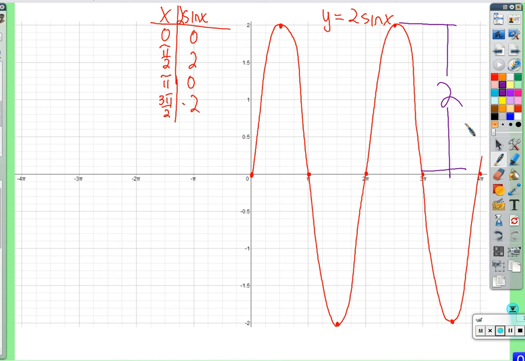Follow Dakota's example, I'm going to multiply the sine of x times a number, and that seems to change the amplitude, right? Alright, now I'm going to make that number negative, and something other than 2, and see how you guys do. Creating a table will be a helpful thing to do, so I try and create a table before you start drawing your curve.